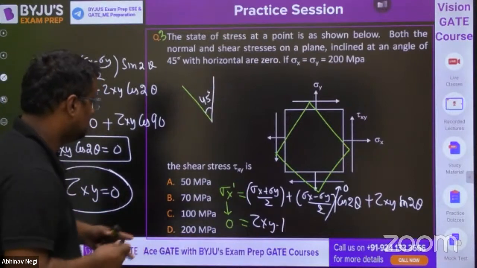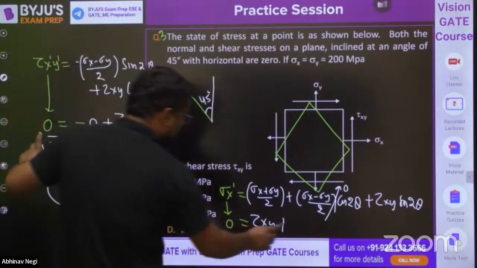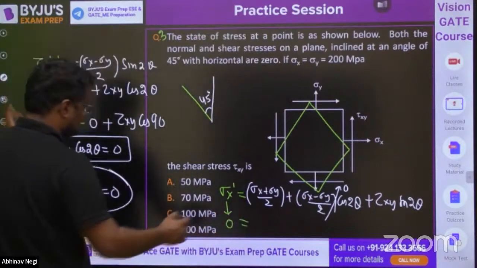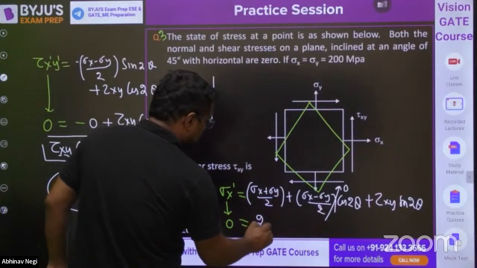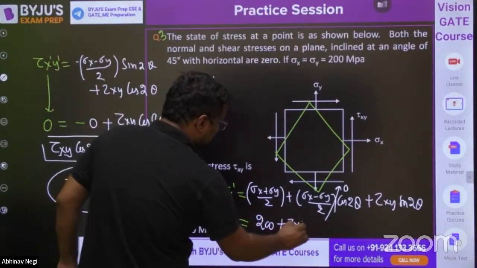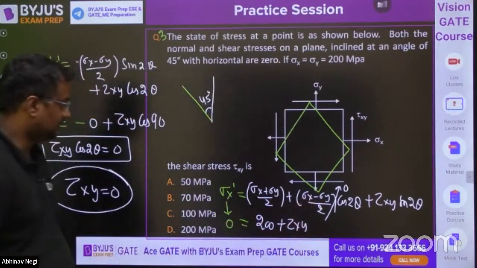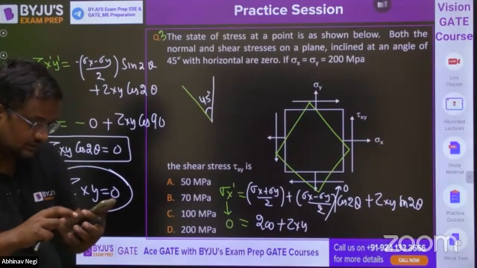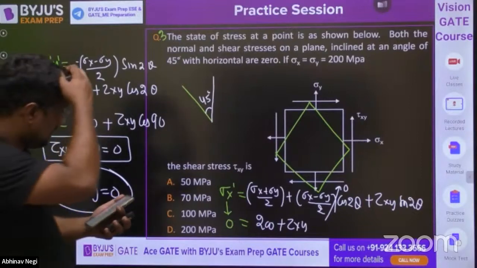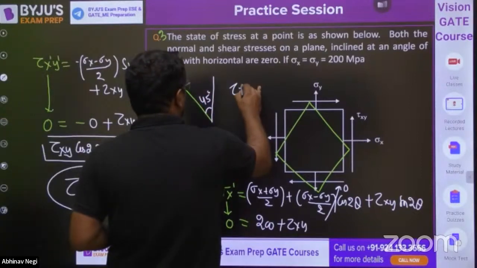Oh, this got missed, I missed this. My mind is not working. Sigma x plus sigma y by 2. So 200 plus 200, plus tau xy sin 2 theta, which is 1. So magnitude wise tau xy, are you getting 200? Please tell me. Tau xy is getting 200.